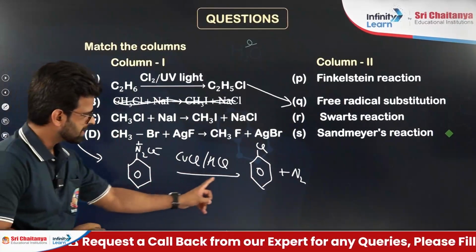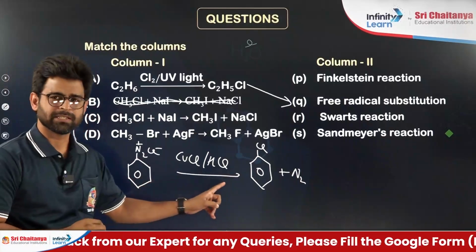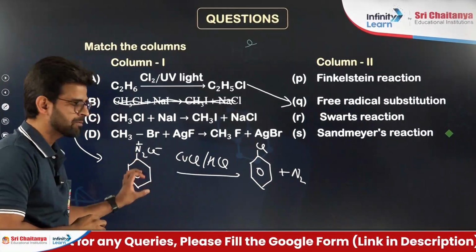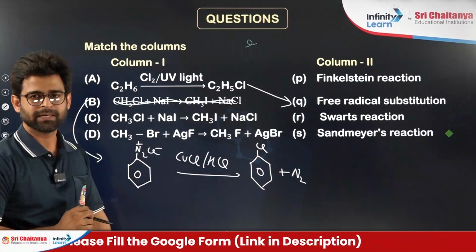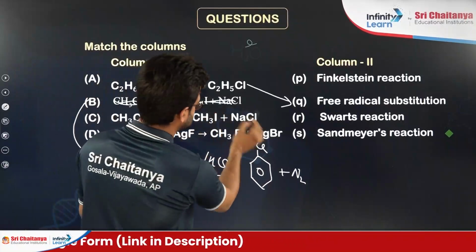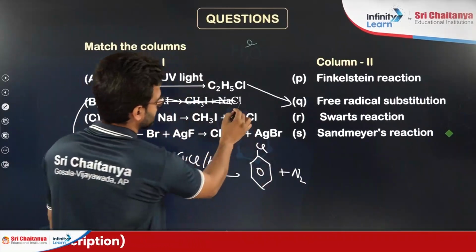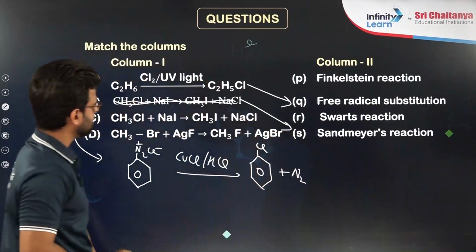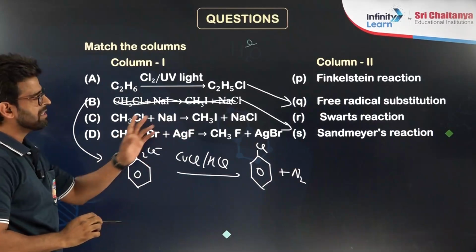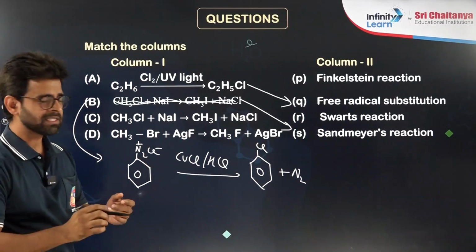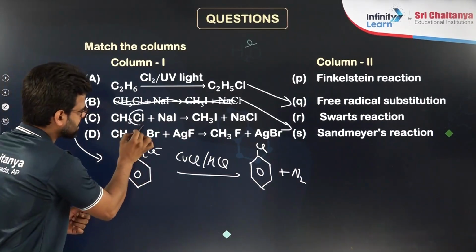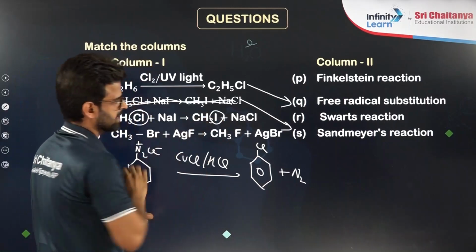Now, this reaction is known as Sandmeyer reaction. We are converting diazonium salt into chlorobenzene, right? So yes, with this reaction, this one reaction will go for Sandmeyer, right? Now, we are having Finkelstein reaction, in which we are replacing our Cl by iodine.